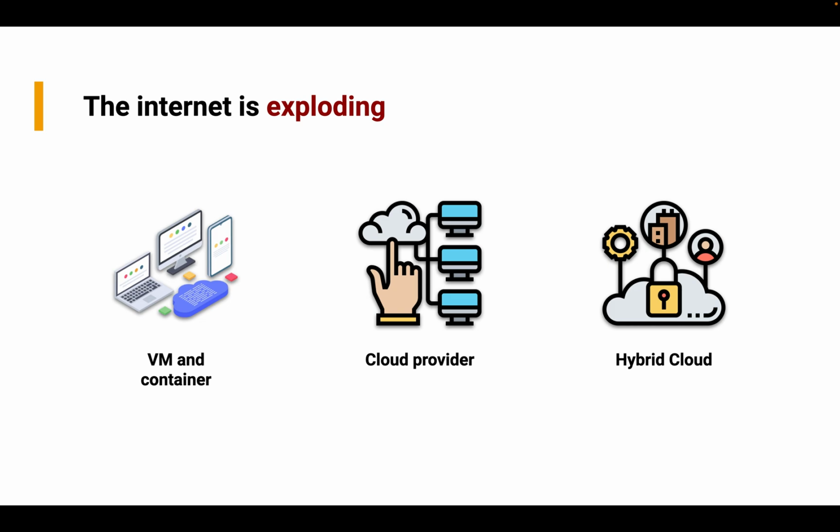Due to the use of so many VMs, containers, different cloud providers like AWS, GCP, IBM Cloud, Azure, and of course, hybrid cloud, that is a combination of on-prem and the public cloud itself, the threat surface is increasing exponentially day by day.